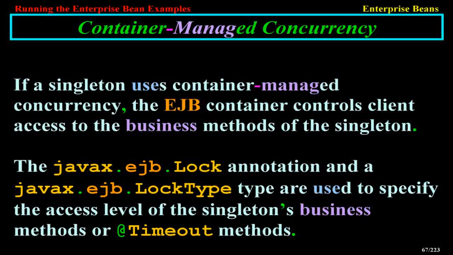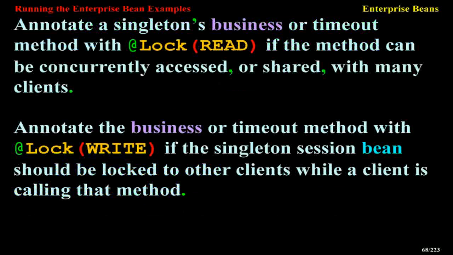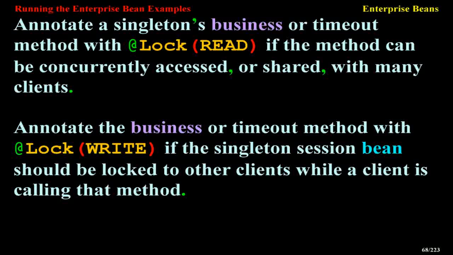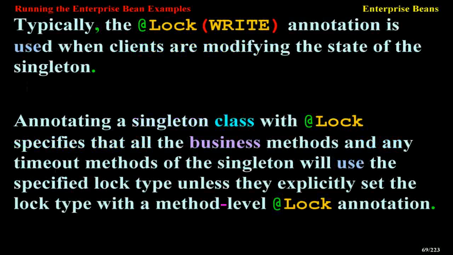The javax.ejb.Lock annotation and the javax.ejb.LockType are used to specify the access level of the singleton's business methods or timeout methods. Annotate a singleton's business or timeout method with Lock(READ) if the method can be concurrently accessed or shared with many clients. Annotate the business or timeout method with Lock(WRITE) if the singleton session bean should be locked to other clients while a client is calling that method. Typically, the Lock(WRITE) annotation is used when clients are modifying the state of the singleton.